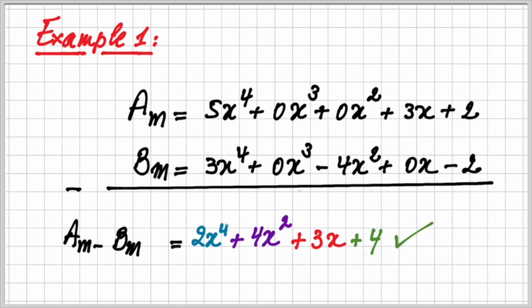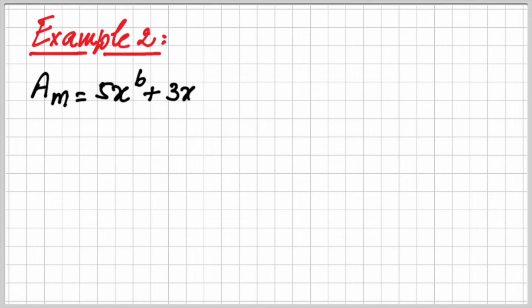So that was the subtraction, the first example, and we did the subtraction in two different ways, like we did it before with the addition. Let's now have a look at an example where the two orders are different.